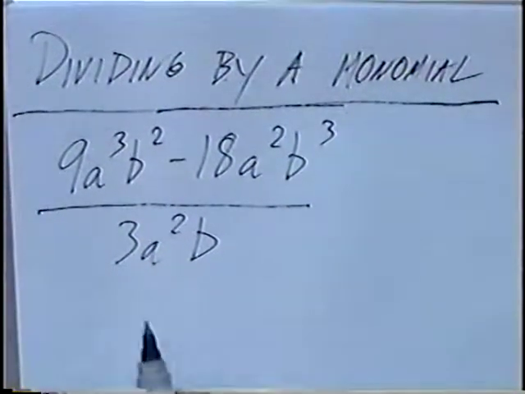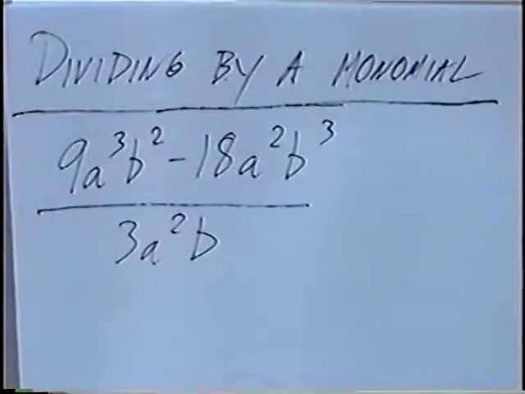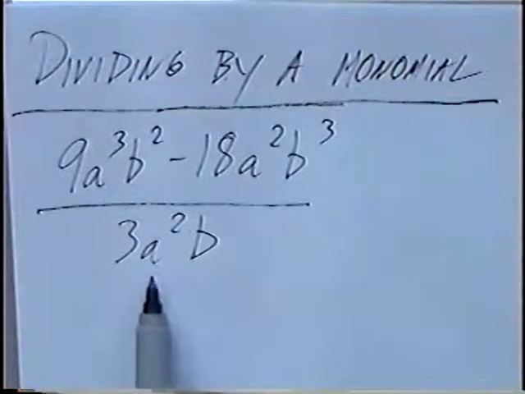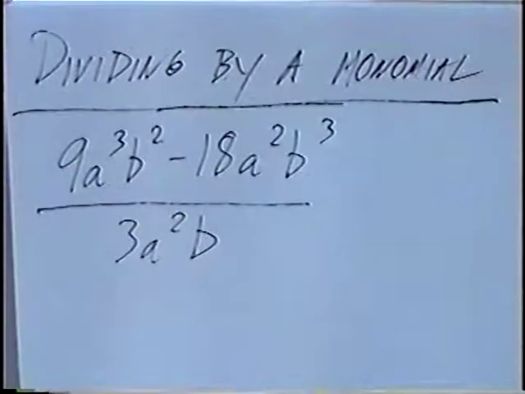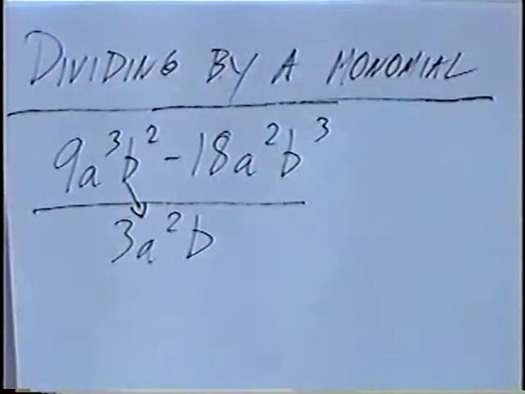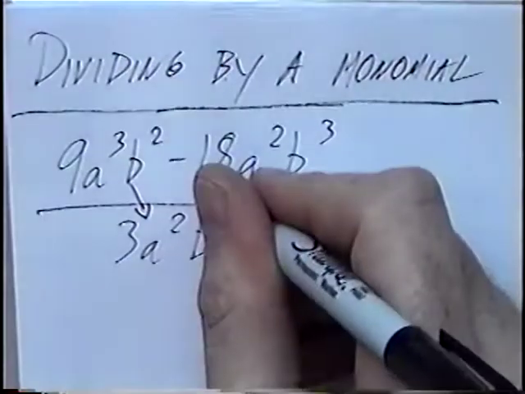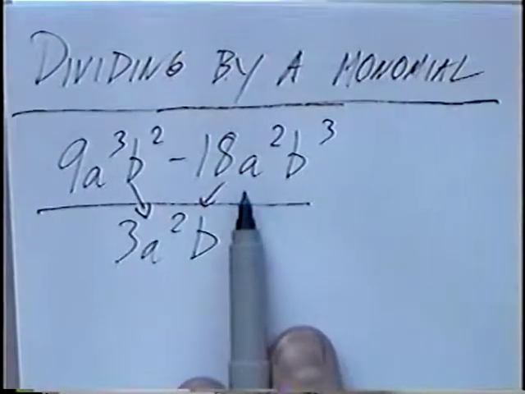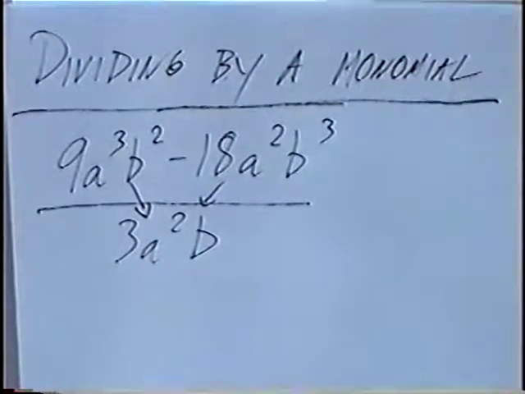To divide by a monomial, which again only has one term, we will take this monomial and divide it by each term in the numerator. So we'll divide 9a cubed b squared by the monomial, and we'll also divide negative 18a squared b cubed by the monomial.